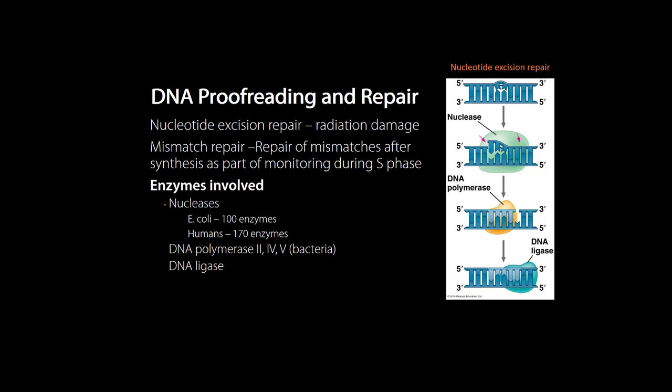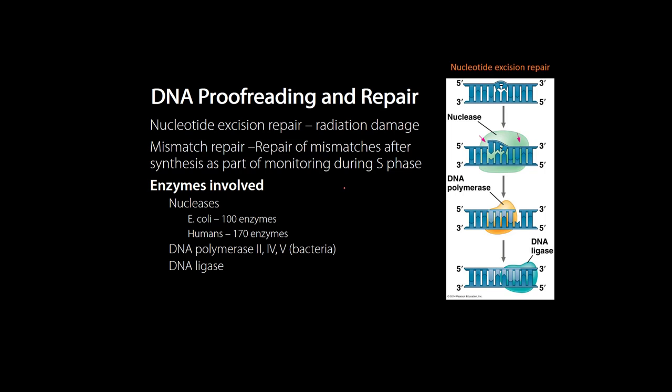So in summary, the enzymes involved in repairing include nucleases and polymerases and DNA ligase, all right? And just now think about this, like 100 enzymes of nucleases. Why are there so many of these, 170 in humans? Well, think about it. The most important molecule on the planet is DNA, okay? DNA gets to sit in the nucleus and do nothing. It just lounges there. It just stores information. And it's constantly being damaged by its environment or mistakes being made during replication.